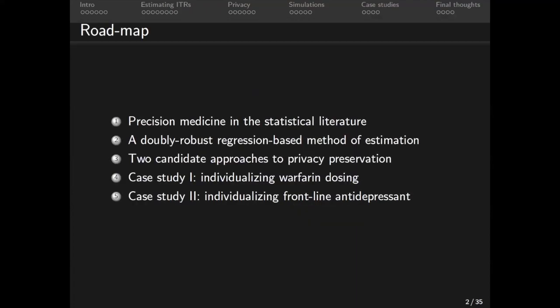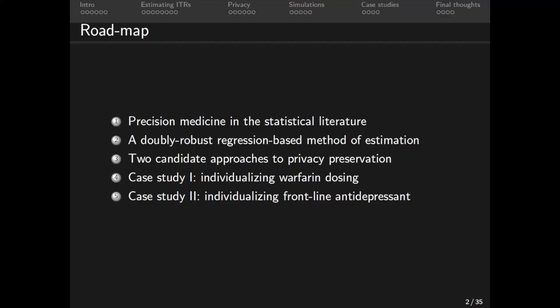So my roadmap for today, I'll talk a little bit about what precision medicine means in the statistical literature. It's a term that's used often. I think at one point Obama had a sort of moonshot type thing for precision medicine, but there are just lots of different terms or ways that precision medicine is used. So I'll explain what I mean by precision medicine and what's typically used in the stats literature.